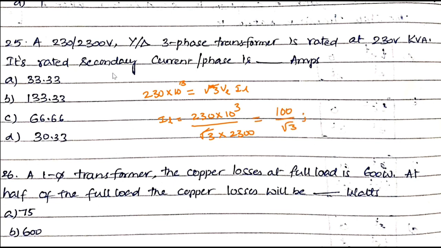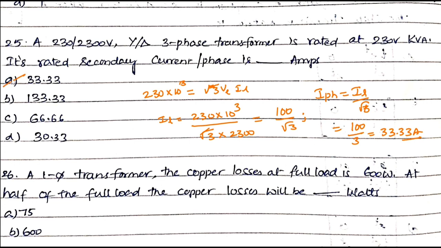But what the question has asked is the rated secondary current per phase, not the line current. So IPH we need to calculate. IPH is equal to IL by root 3. Based on this I'll get 100 by 3, 33.33 amps is the answer. So answer will be A here.